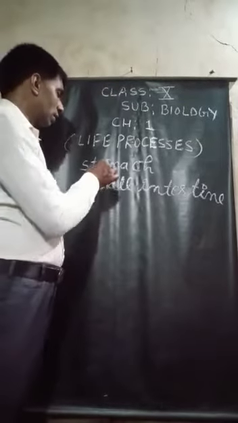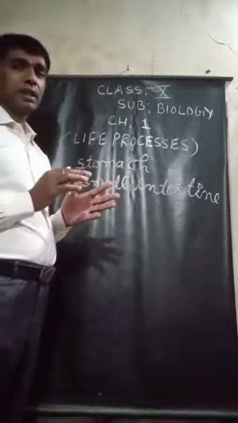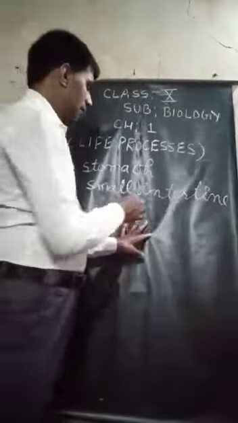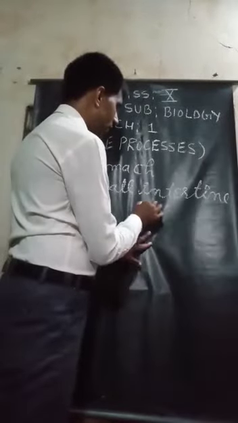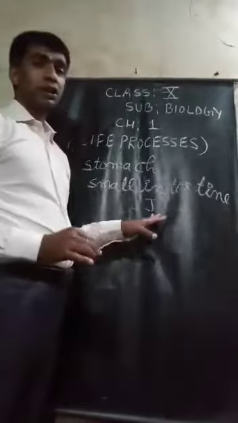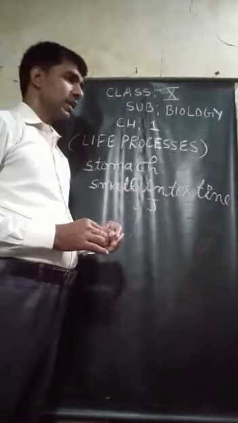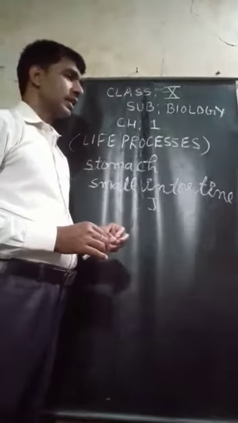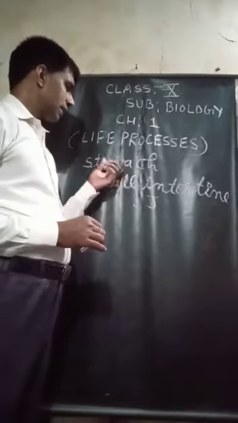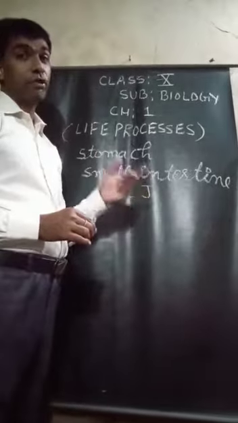First of all, about the stomach. The stomach is a capital letter J shaped organ. This shaped organ is the stomach, and it is a bag-like structure located behind the diaphragm.